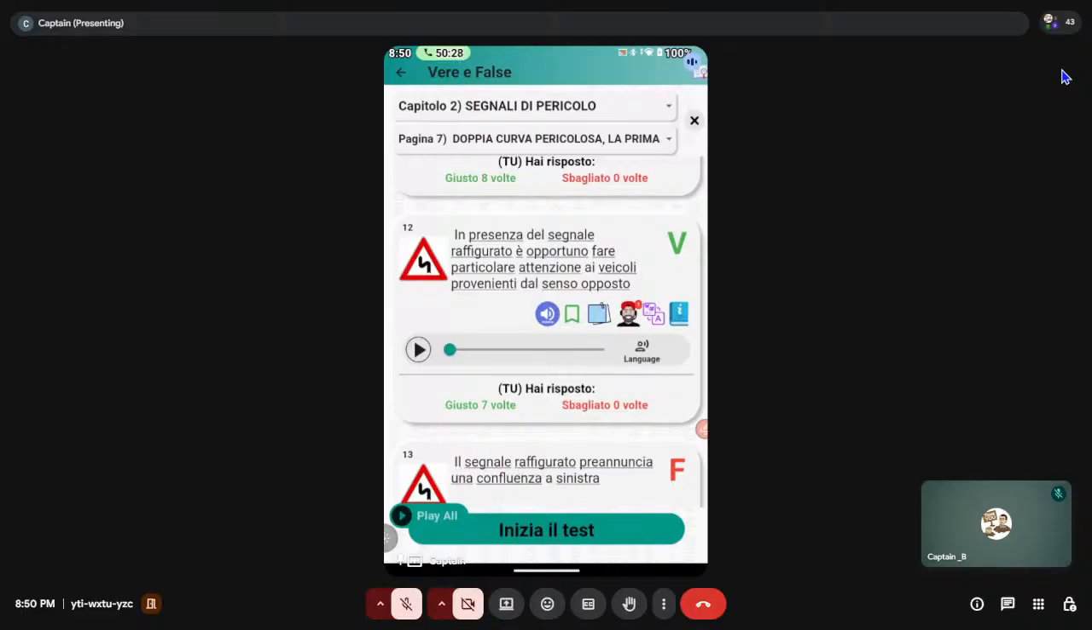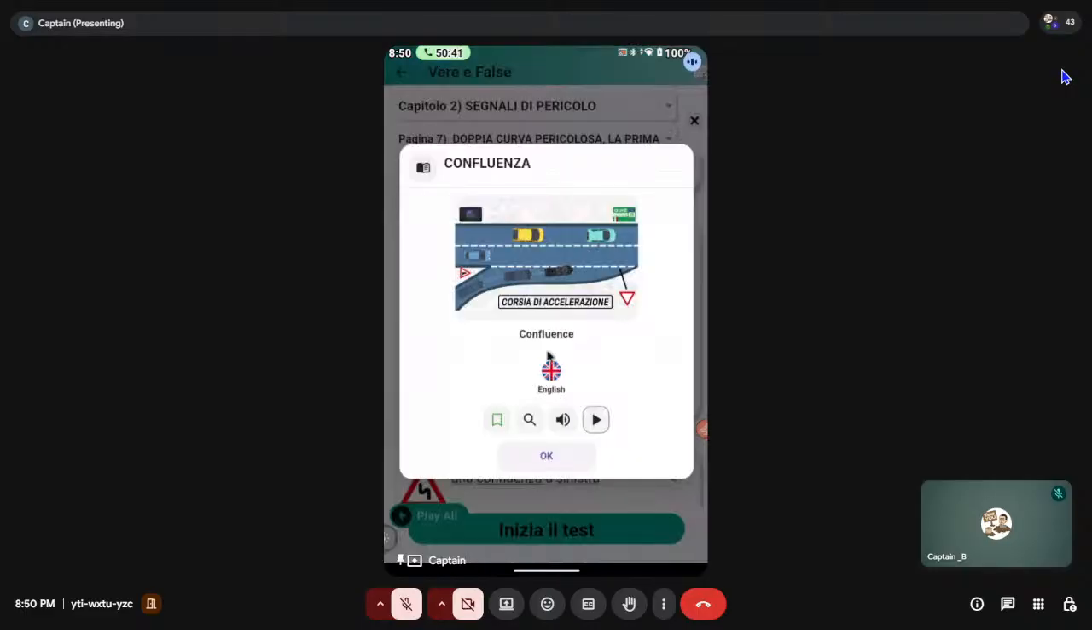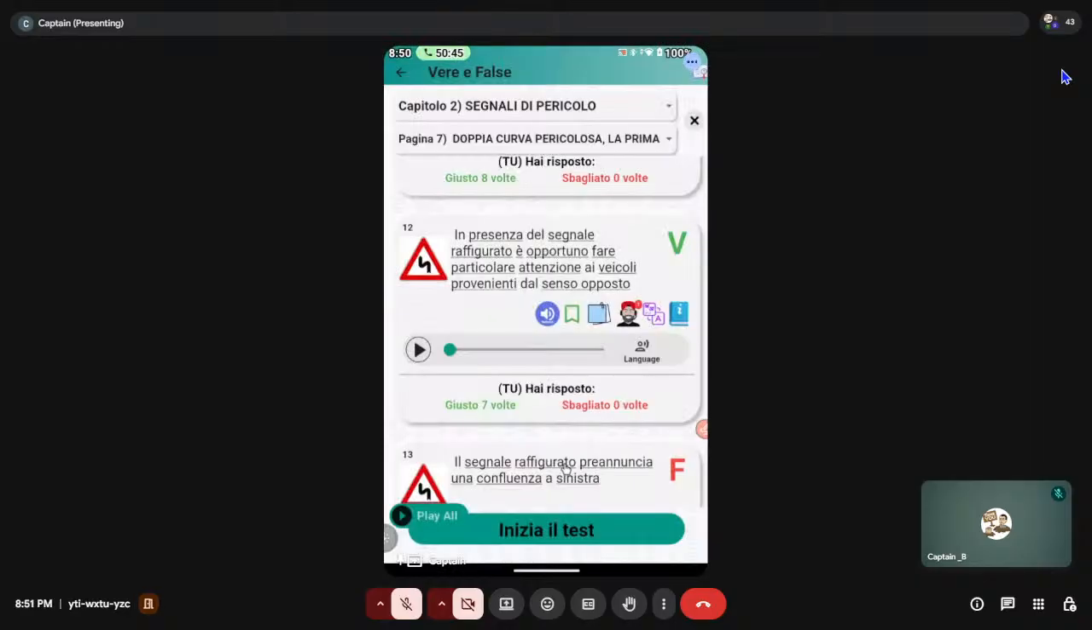Il segnale figurato preannuncia una confluenza a sinistra. You see, this sign is talking about acceleration lane. Confluenza, I mean acceleration. Right, let me show you the picture. Look at it here. It's not what we are talking about. Understand? This one is talking about doppia curva. You see? So they bring the opposite of what we said. That's what you know for us, right?